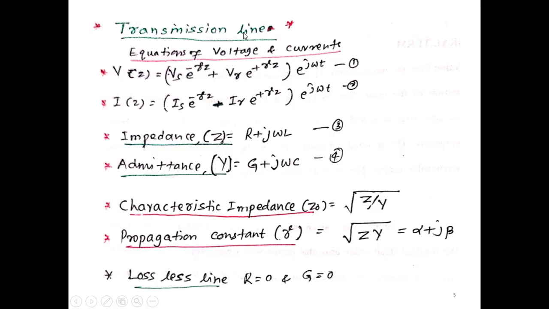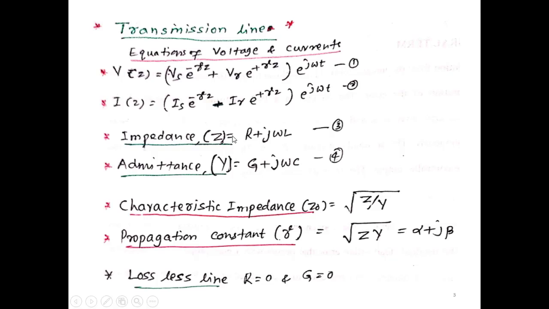So we know that the transmission line equation of voltage is given by V(z) is equal to Vs e raised to minus gamma z plus Vr e raised to plus gamma z, times e raised to j omega t. So Vs e raised to minus gamma z gives the sending voltage and Vr e raised to plus gamma z gives the reflected voltage. Similarly, the current I(z) is given by Is into e raised to minus gamma z, this is the sending current, plus Ir e raised to plus gamma z, which is the reflected current, into e raised to j omega t, this is the variation in time.